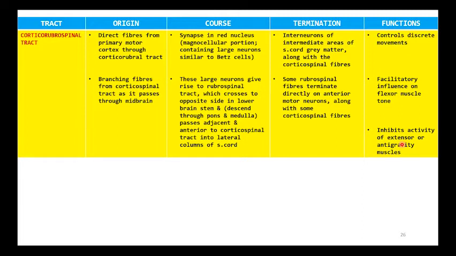So reciprocal effect on the flexors and extensors. Stimulatory effect or facilitatory effect on the flexors, and inhibitory effect on the extensors or the anti-gravity muscles.